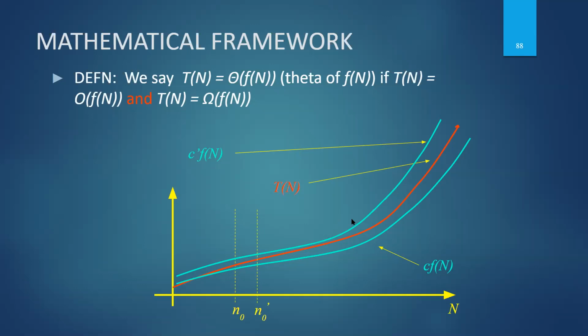Then, when the upper and lower bounds are the same, we say that it is theta of f(n). It simply says that my upper bound and my lower bound are the same, which also means that it is theta of f(n), the order of the algorithm.